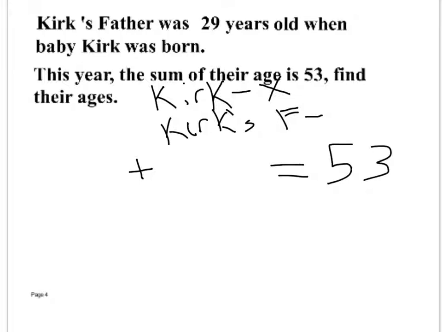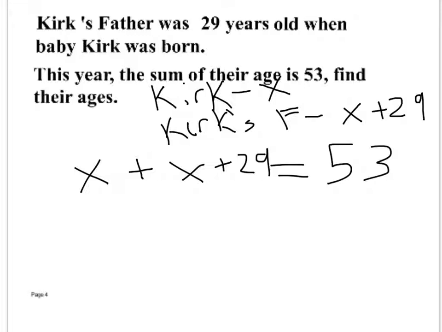Not 29, because that means he stays 29. This is changing. We don't know what Kirk is. No, we can't use two variables. We stick with the same variable. How about x plus 29? Kirk's age plus 29. Would that give us Kirk's father's age? So now we add them. We do x plus Kirk's father's age, which is x plus 29.